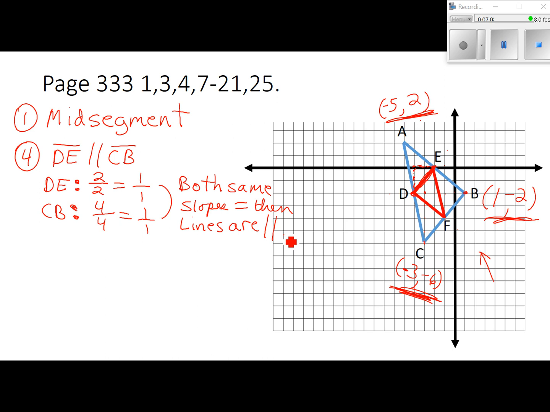The second thing that they want us to do is show that this length is half as much as that length. And the way we're going to do that is we're going to use the distance formula to find each length. You might need to have your calculator for this.